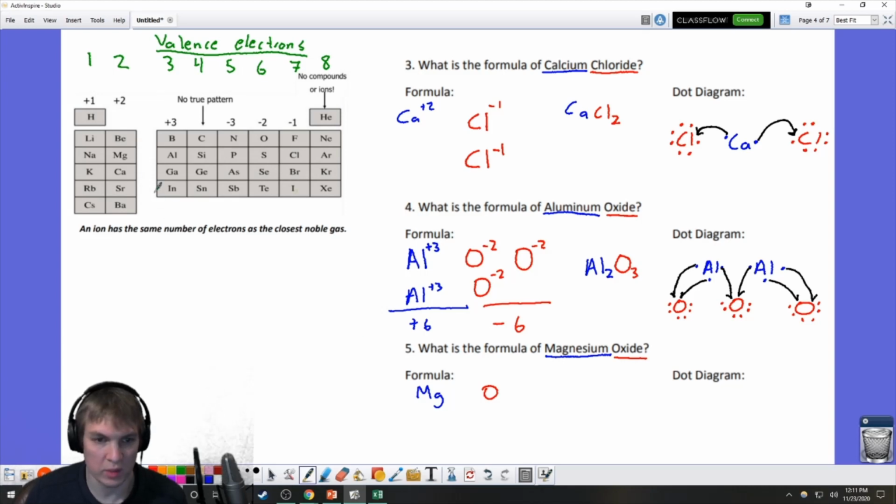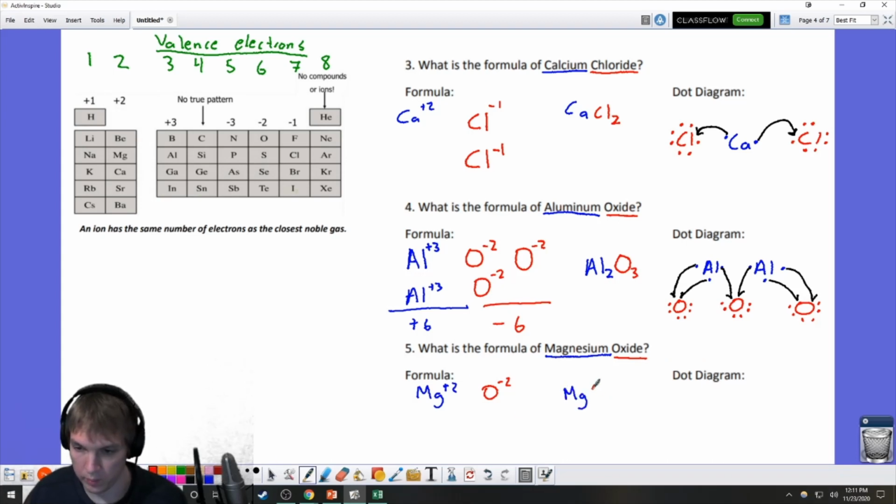So magnesium was in the second column right here, so if I'm taking a look at the charge pattern here, it's got a +2 charge. Oxygen has a -2 charge. Okay, then you have to identify, does the charge on the left and the right equal out to 0? In this case, it does. +2 and -2, they do balance out to 0. That means you only need one of each in order for it to be balanced out. So in this case, we have MgO.